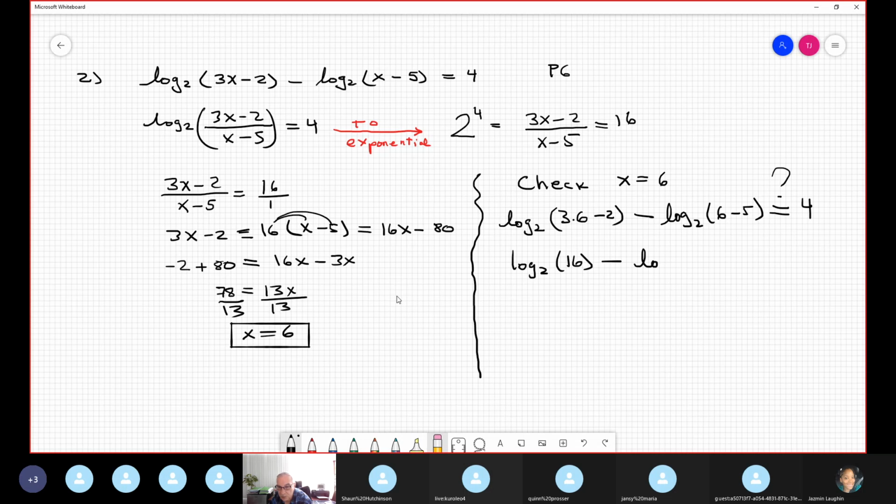Minus logarithm base 2 of 6 minus 5, 1. Equal 4. Wow, look at that. Logarithm of 1, I know a property, number 1. The first property I need to remember is that the logarithm of 1 in any base is 0. This guy is 0. It's gone.